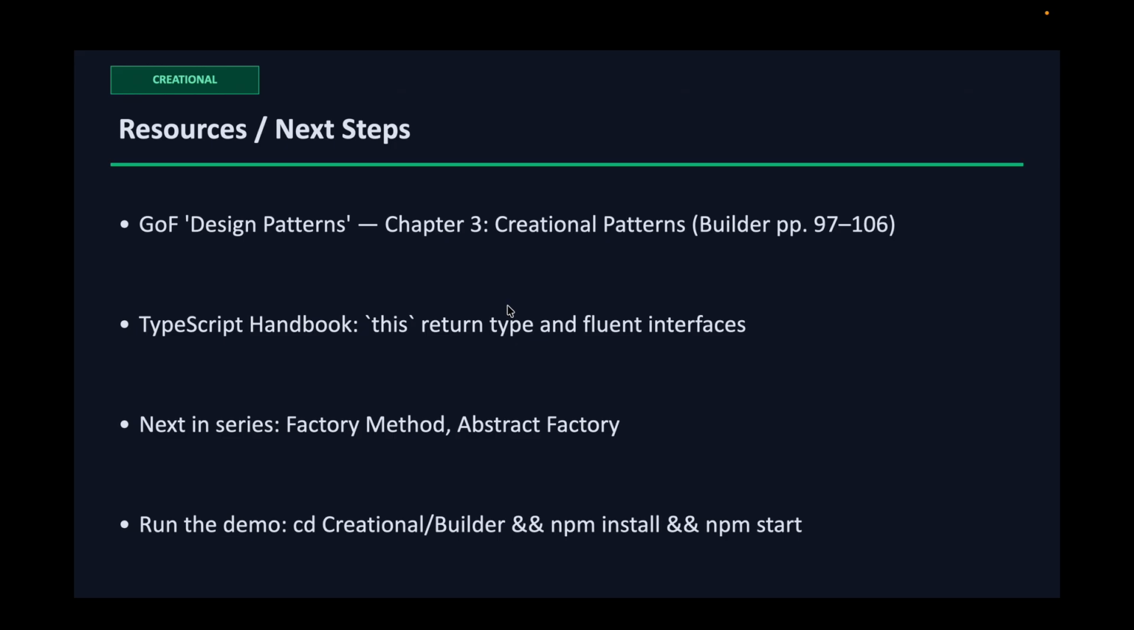If you want to go deeper, you can check out more in the Gang of Four Design Patterns book, which covers the builder pattern alongside all other creational patterns. You can also look into the this return type and fluent interfaces. And you can check my other videos that talk about the factory method and the abstract factory, as well as running the demo within the repo or going into the description, checking out the site, and playing around with the code and seeing if you could add on a new variable or expand onto the builder.